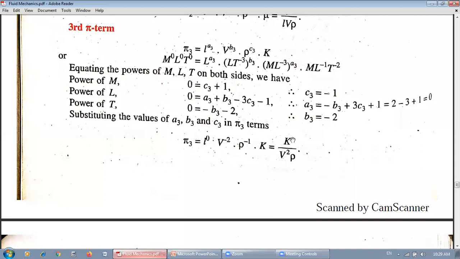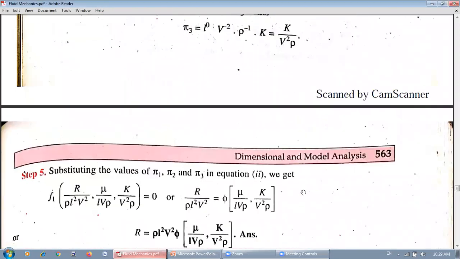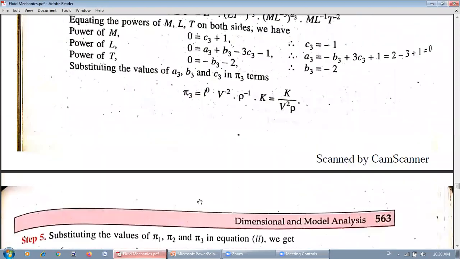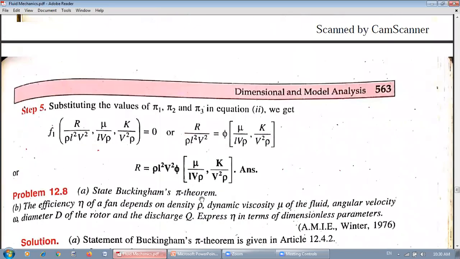Then the equation will be K divided by V square into rho. So the equation for the third pi term is K divided by V square into rho. Once we get the equations for the three pi terms, f1 is a function of pi1, pi2 and pi3. Pi1 is r divided by rho L square V square. Pi2 is mu divided by L V rho. And pi3 is k divided by V square rho, which is equal to 0.